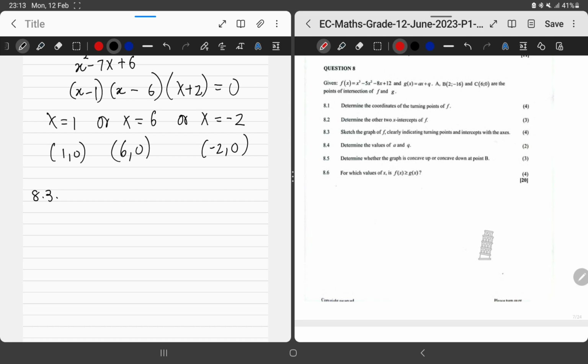8.3. They want me to sketch the graph of f, clearly indicating the turning points and the intercepts with the axes.